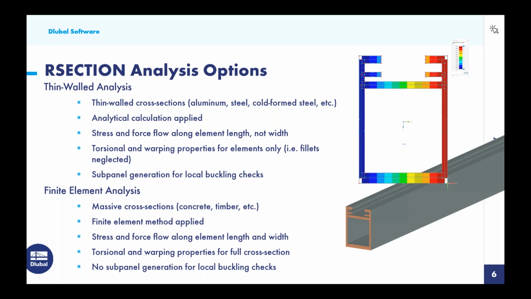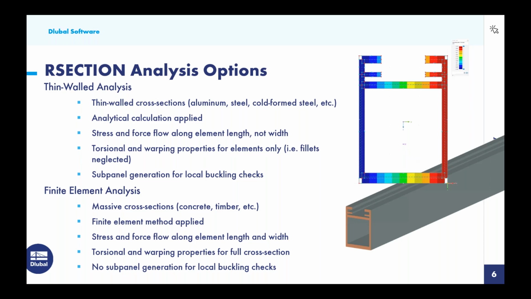Now, the huge upside of the thin-wall analysis is the ability to generate what we call subpanels. And these subpanels can be used to determine the width-to-thickness ratio of each of these elements. Once it's brought into RFEM, we can actually check local buckling. So this certainly sets us apart from a lot of other competitor programs, in that we do have the ability for these custom sections to also check for local buckling.